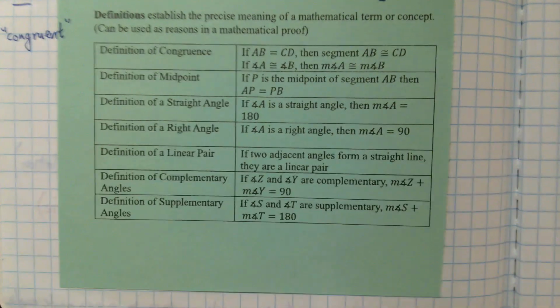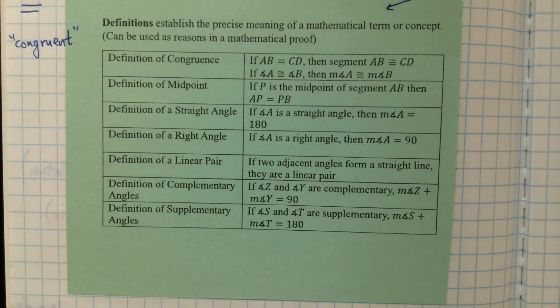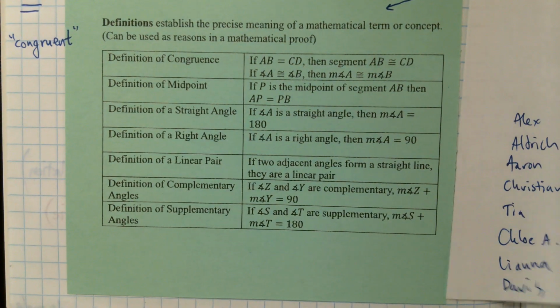Next one is definitions. We hopefully should all know what a definition is. Definitions establish the precise meaning of a mathematical term or a concept. We can use these as reasons in a proof, just like our postulates. So, first one, definition of congruence. Can I get a volunteer to read that out for us?